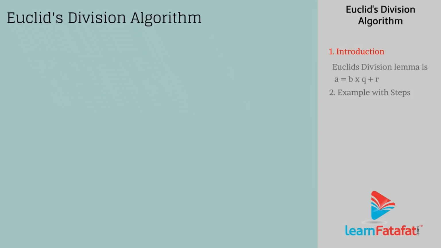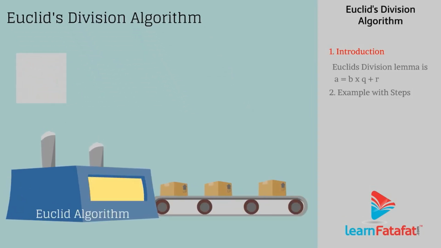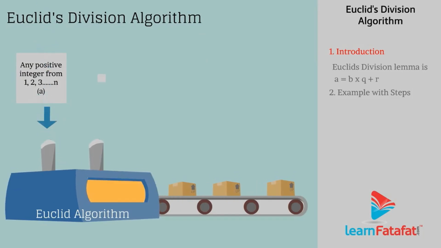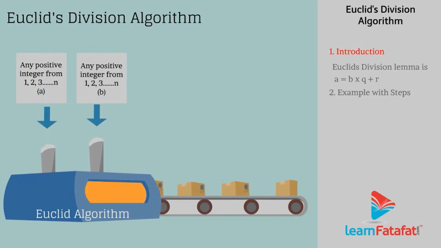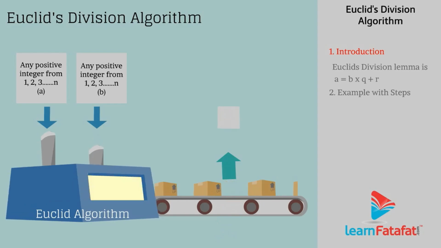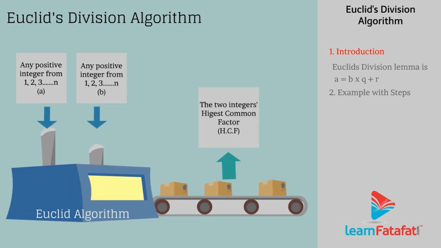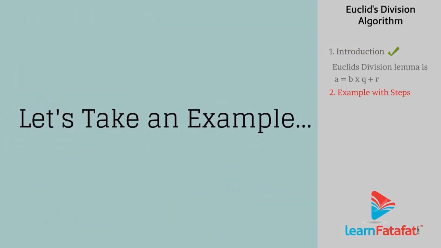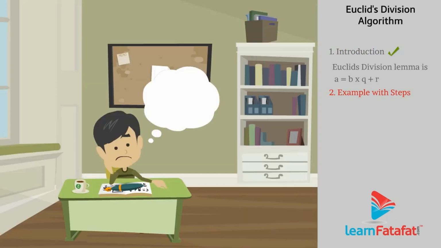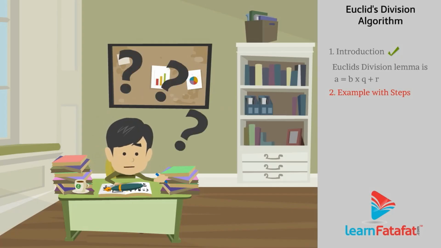Euclid division algorithm. It is the algorithm used to calculate the highest common factor, HCF, of two positive integers, a and b. Let's take an example. Once, John was trying to calculate the HCF of two numbers, 12,576 and 4,052. How can it be done?